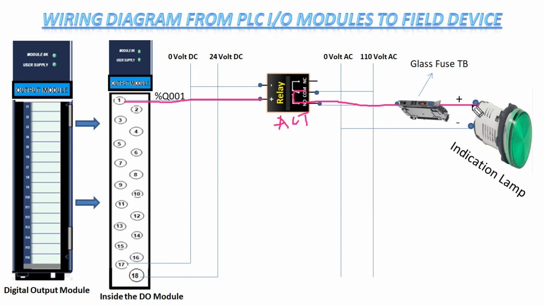When 110 volt DC reaches the positive terminal of the lamp, the negative terminal of the lamp is connected to the 0 volt DC. When the positive and negative terminals are connected to 110 volt DC, then this lamp will get turned on. This is how the digital output module works.